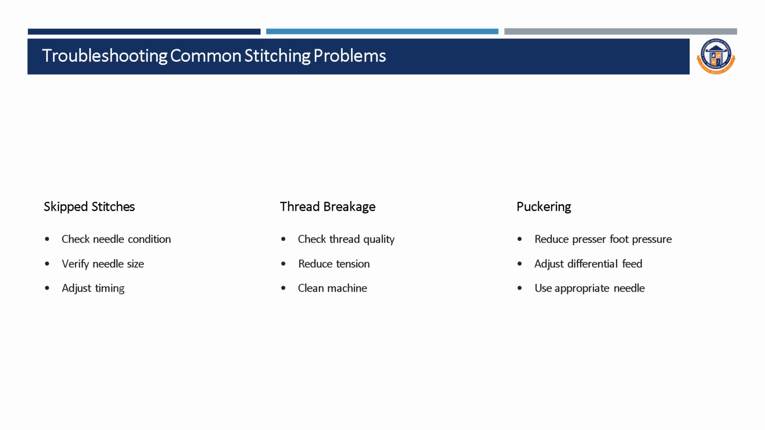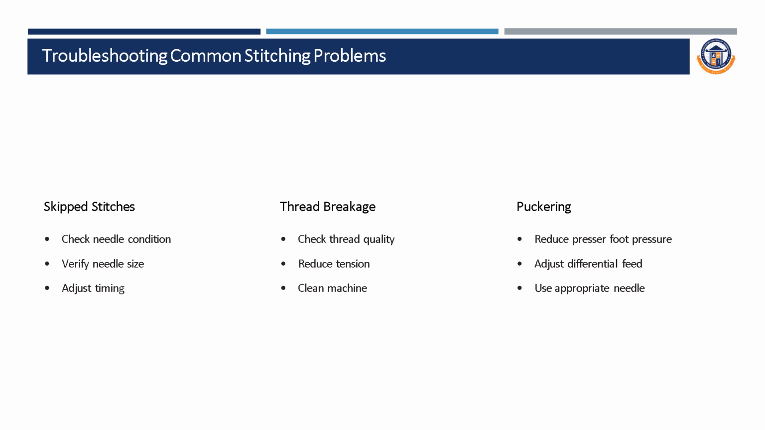Troubleshooting common stitching problems. One is a skipped stitch, the second one is thread breakage, and then puckering. How are we going to effectively control these stitch problems? For skipped stitches: check the needle condition, verify the needle size, and adjust its timing. All this will help to reduce the skipped stitches on the sample or the fabric which we are sewing.